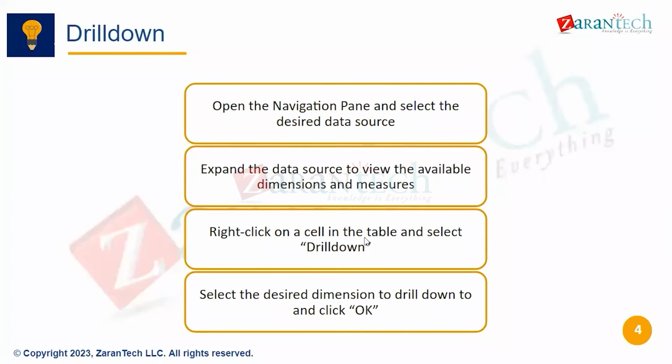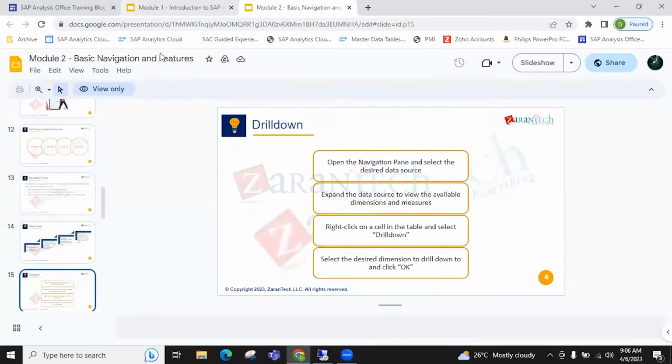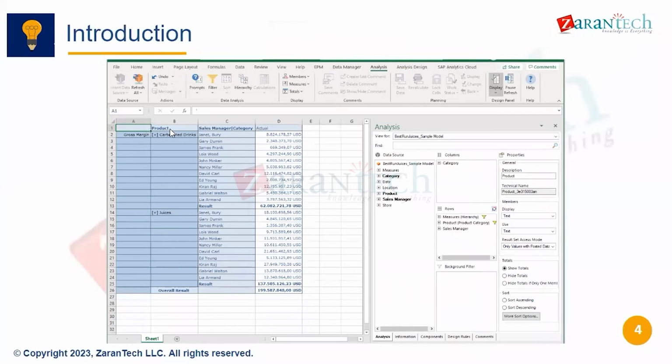Expand the data source to view the available dimensions and measures. Right click on the table cell, select drill down, select the desired dimension to drill down on, and say okay. Whatever extra characteristics are there, you see them here. Suppose you have product and sales manager and you want to see by location as well. You can drag and drop location, and location will come. If you want to expand the product with the plus button and see the color of the product, you can just put the color. This is called drill down.